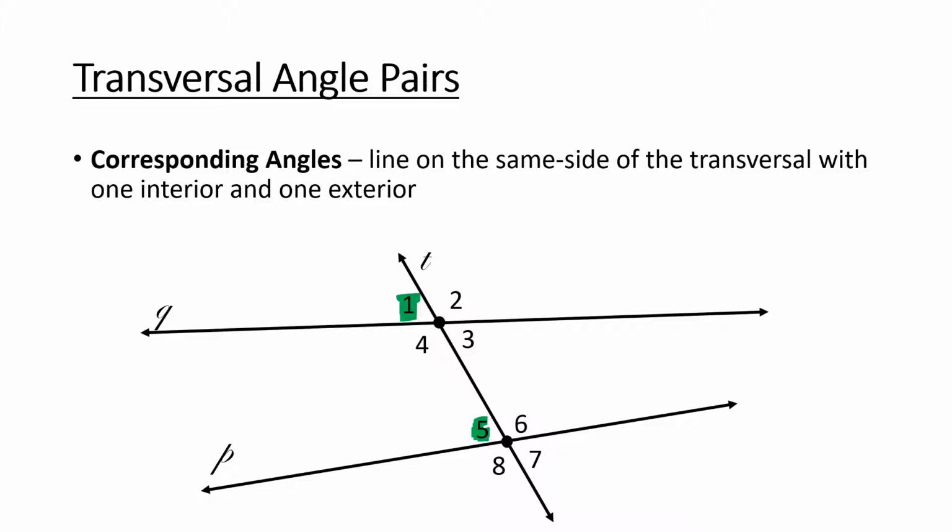We also have several other ones. For instance, angle 4 is an interior angle. It is on the same side of the transversal as angle 8. So 4 and 8 are another pair of corresponding angles. And then we have a couple others, being angle 2 being a corresponding angle with angle 6, and angle 3 being a corresponding angle with angle 7.